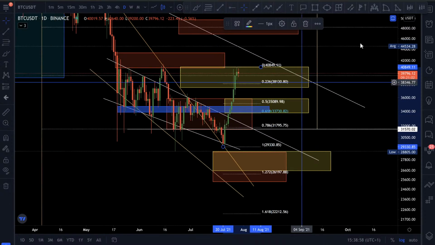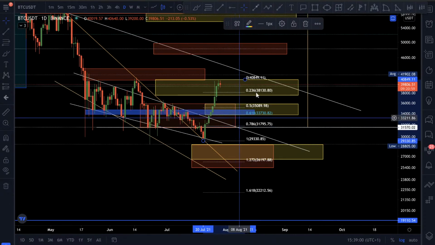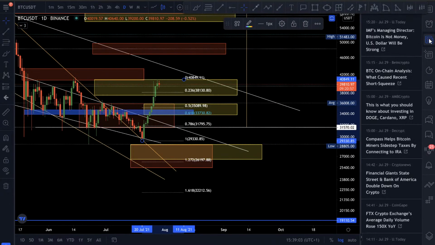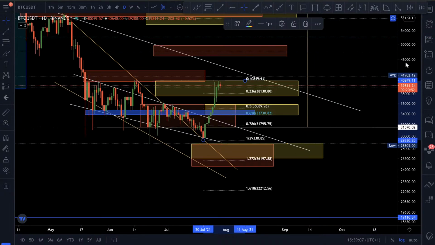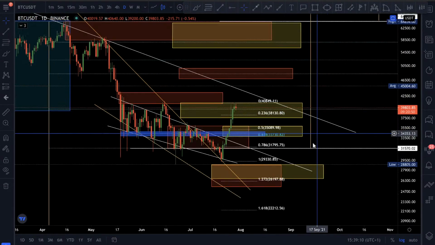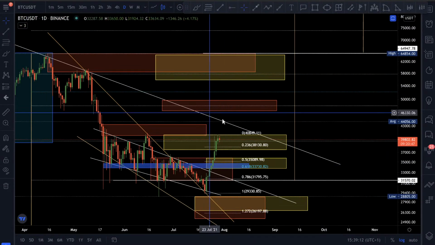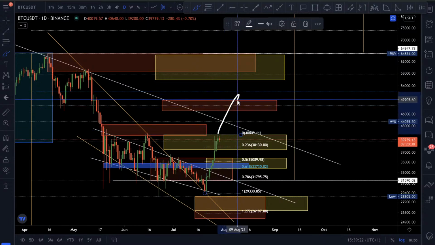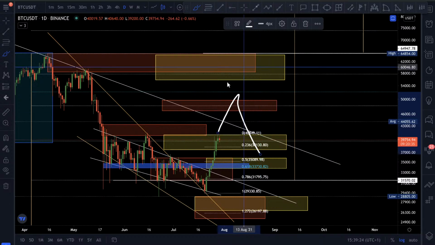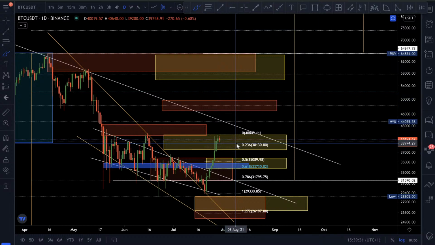I think the bigger dump that I'm expecting is around here. Sorry guys. The bigger dump I'm expecting is actually around this particular level, this area here. I'm expecting a bigger dump here because of this level. So I'm thinking that we might one day just go boom all the way up here and then have a massive dump that brings us back down. I'm thinking at least a 5 to 10k dump in a single day. That would be kind of harsh, but that's pretty much what's going to happen.